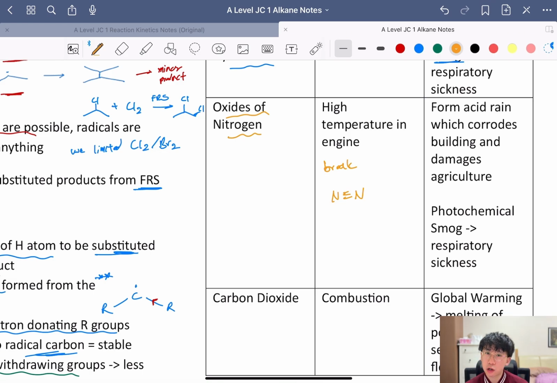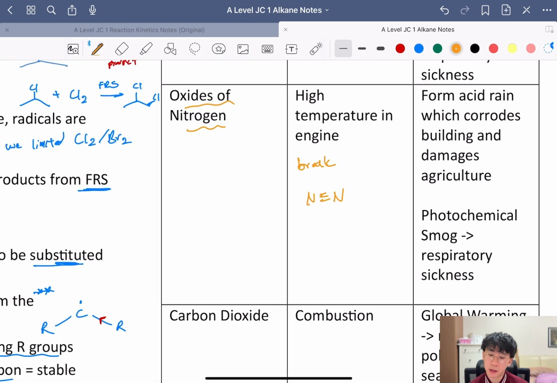And these nitric oxides are very acidic because they can form acid rain when they react with water in the air. And these corrode your buildings and damage your agriculture and destroy your marine life because they go into your rivers. And also, oxides of nitrogen aid in forming your photochemical smog, which is bad for your respiratory system.